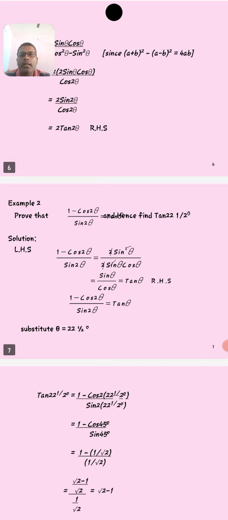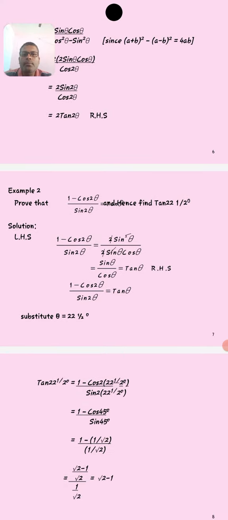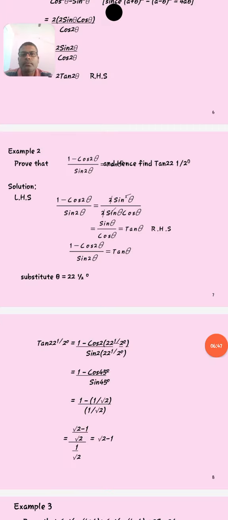Okay, are you clear understanding this one? This is the RHS part. Now we go to example number 2. Prove that (1 minus cos 2 theta) divided by sin 2 theta is equal to tan theta, and hence find the value of tan 22.5.